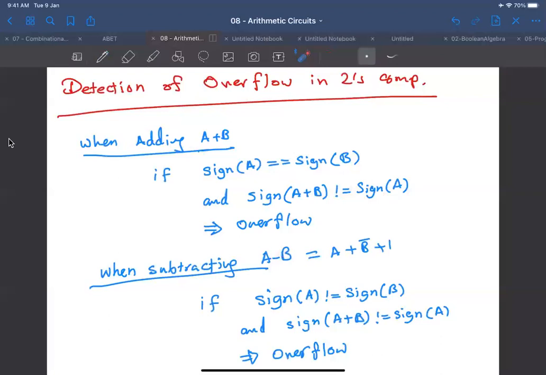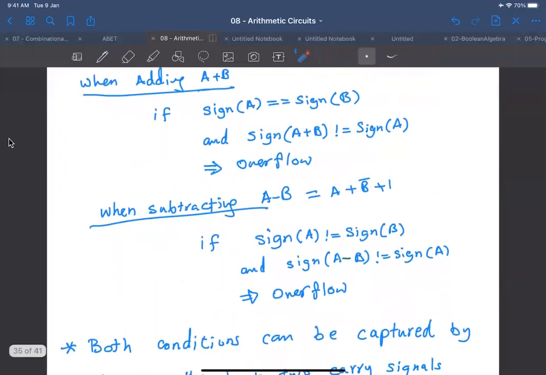When you are subtracting, notice that subtraction is equivalent to this addition here. So we're testing if the sign of A does not equal the sign of B, and the sign of the result, which is A minus B, does not equal the sign of A. Then you have an overflow. But this is too complicated to watch for.